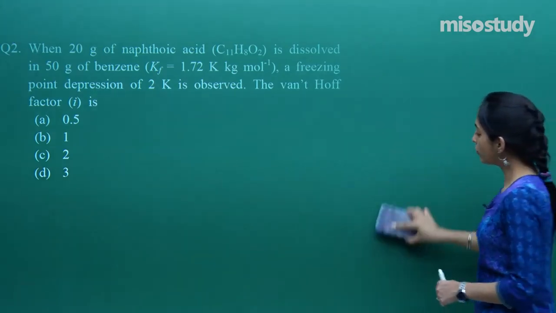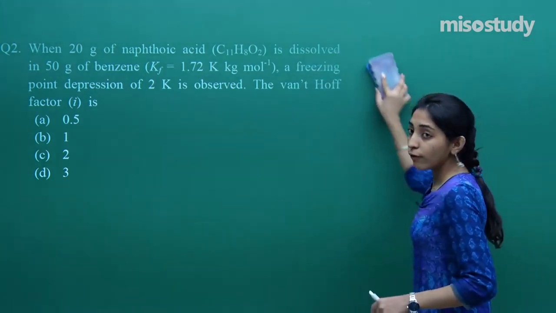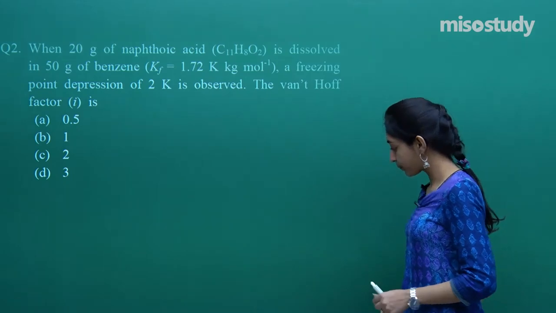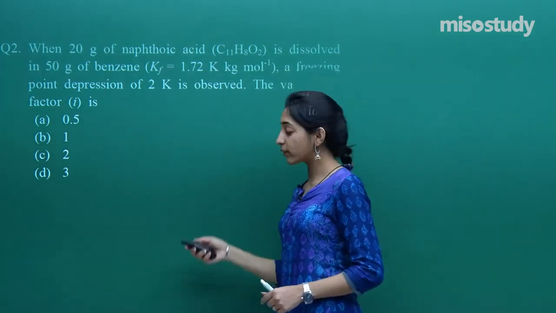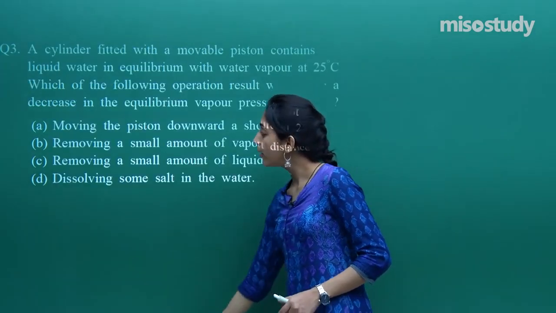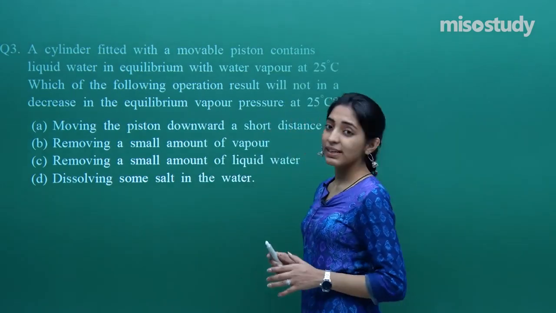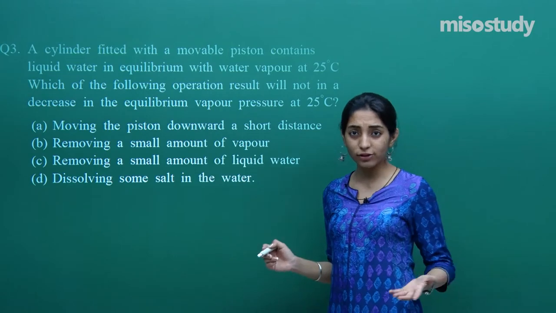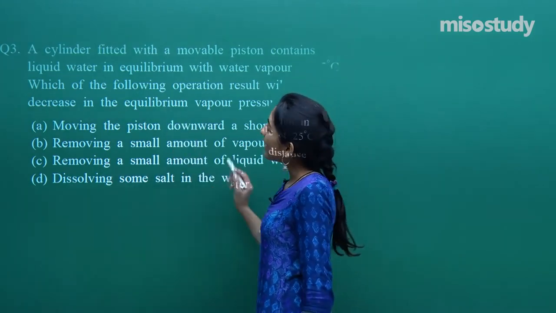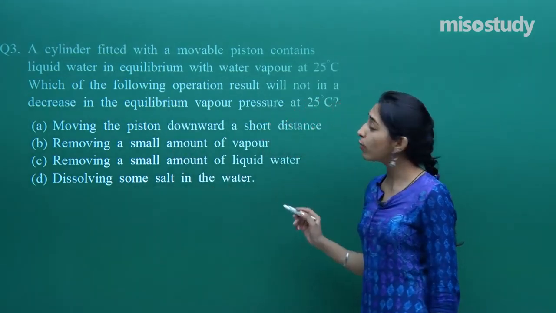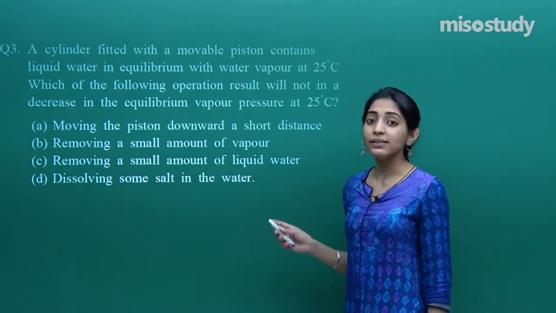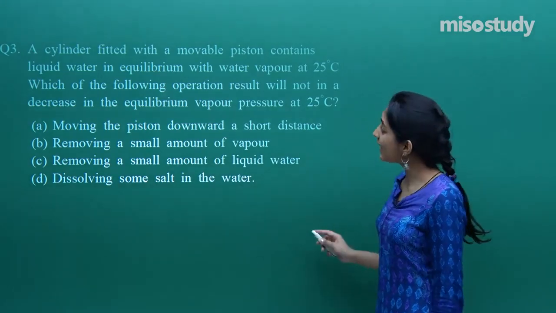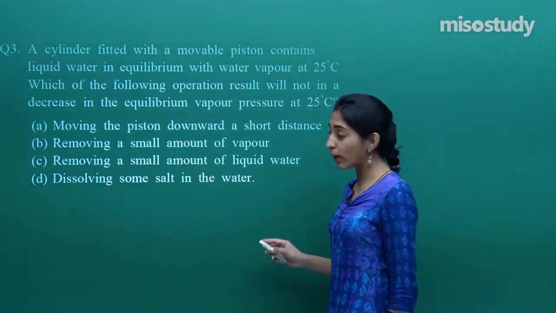Now if I ask you to go for question number 3, let's see what is question number 3. It's a kind of theoretical question, no such calculations are there. A cylinder which is fitted with a movable piston contains liquid water in equilibrium with water vapor.